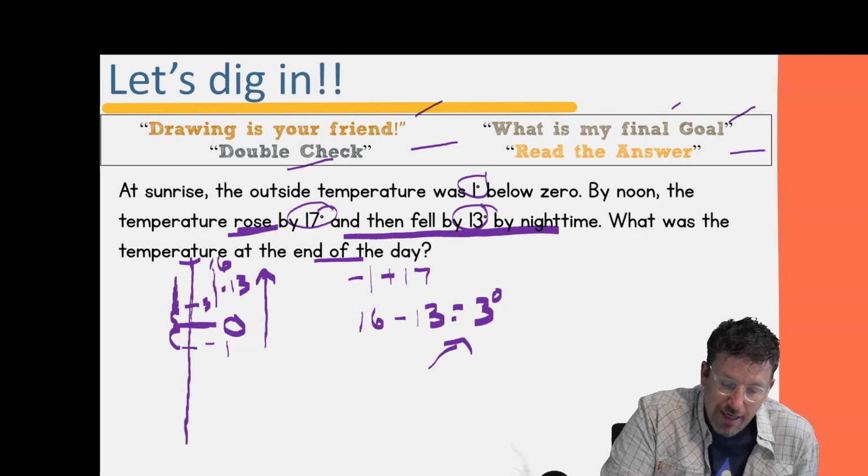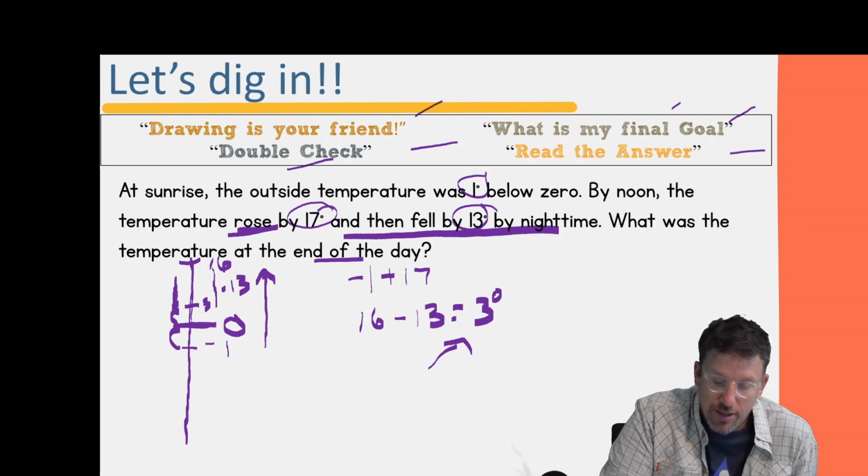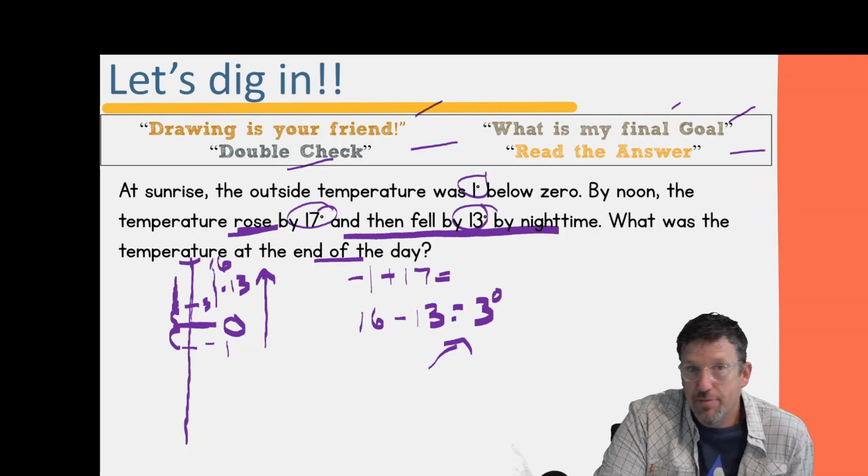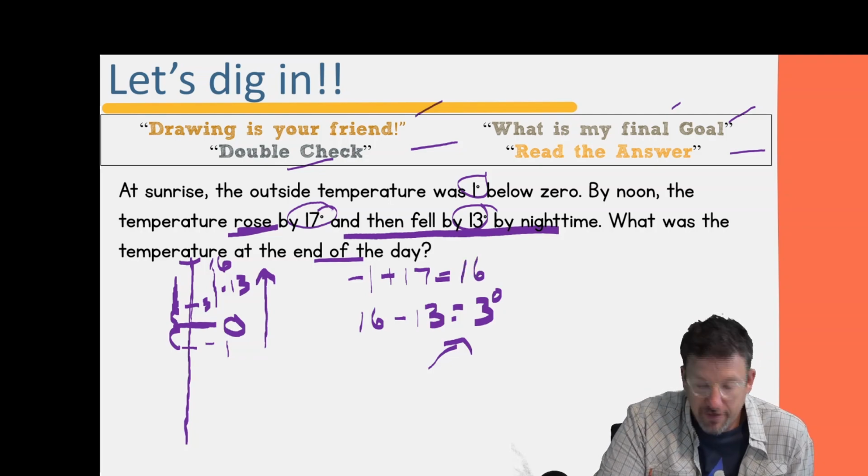Okay, so I was at -1 and I added 17. So I know when I'm adding integers and they have opposite signs, I subtract. 17 minus 1 is 16 and I keep the sign of the bigger number, so it would have been 16. Feel good about that one.